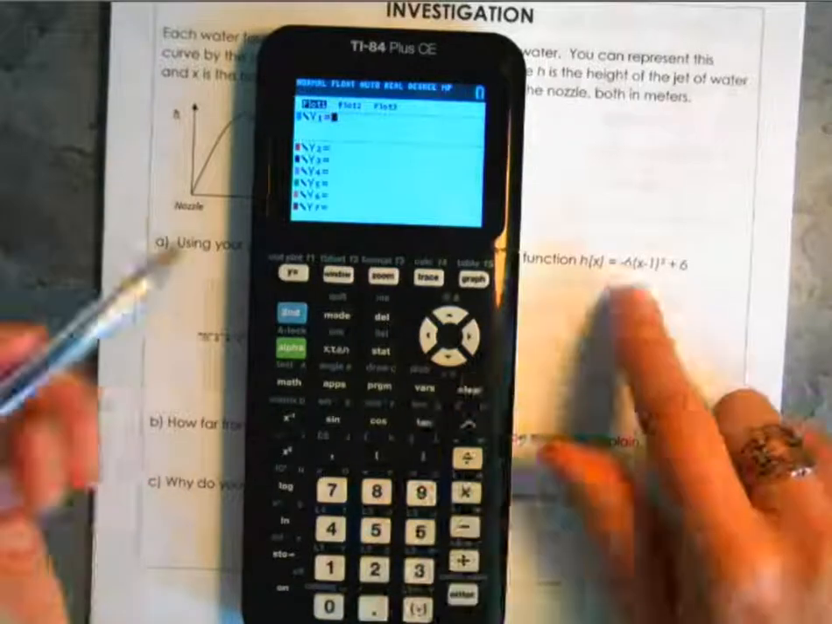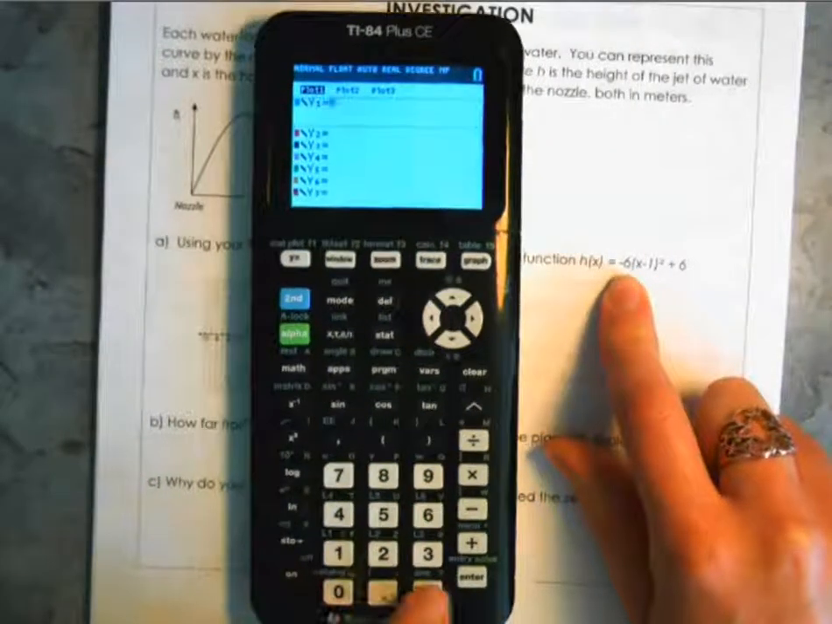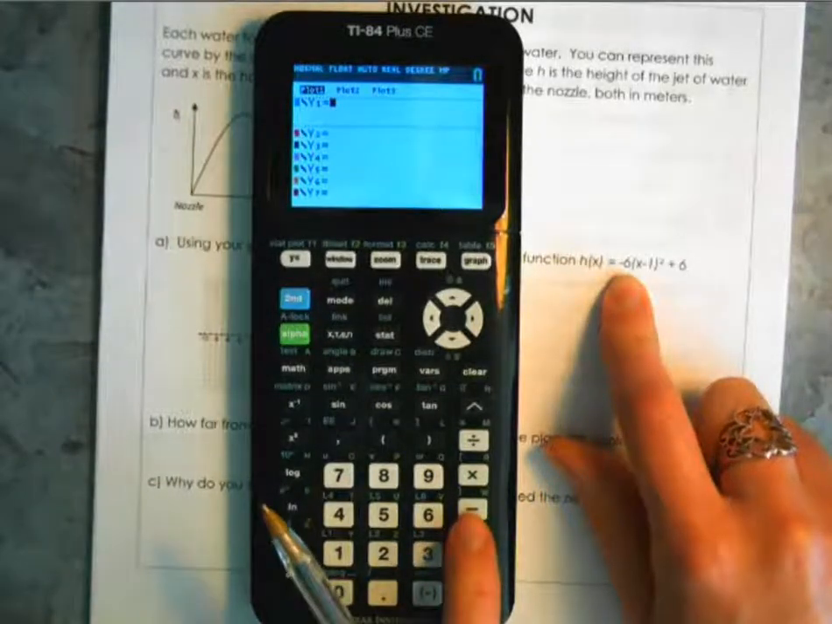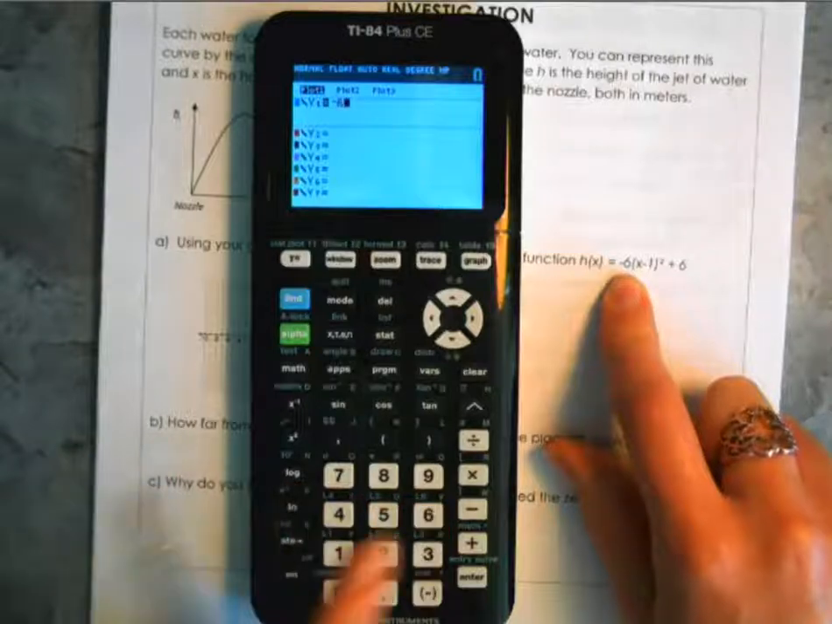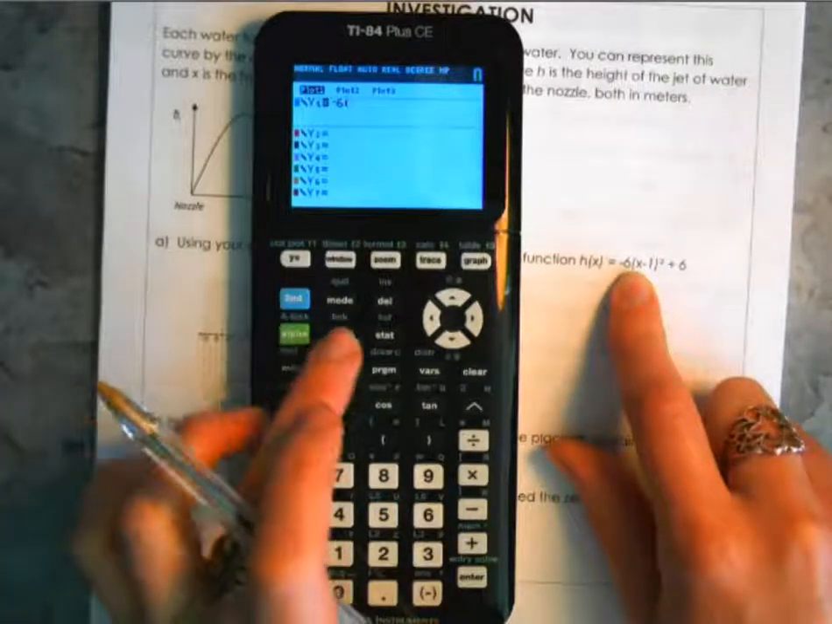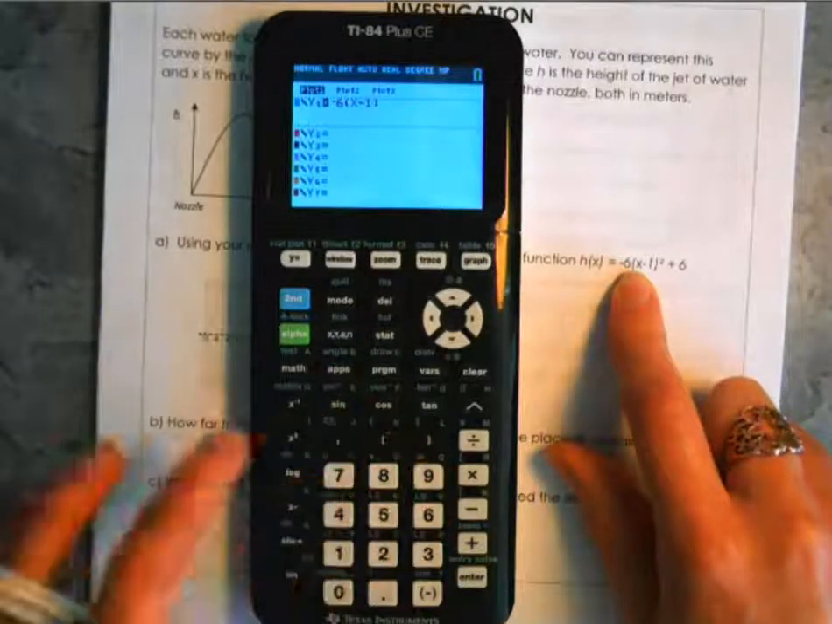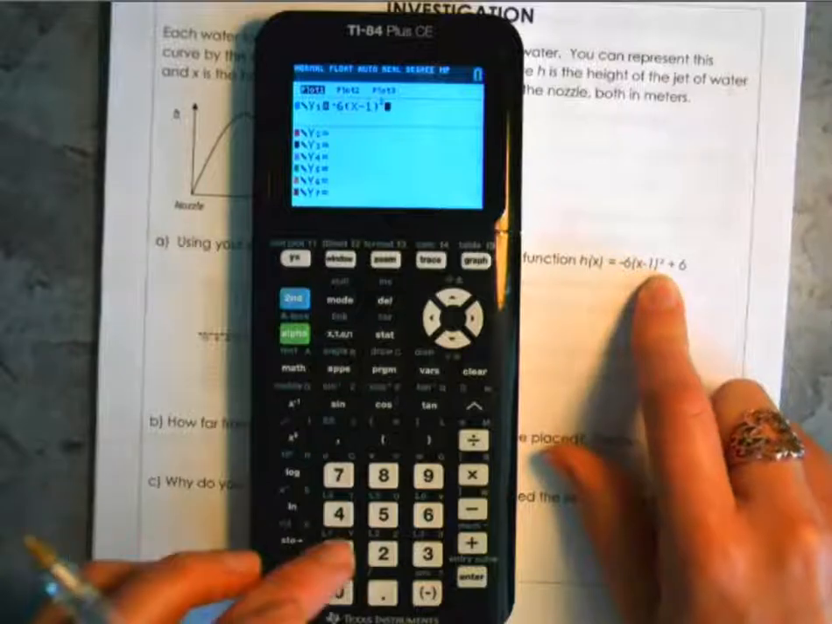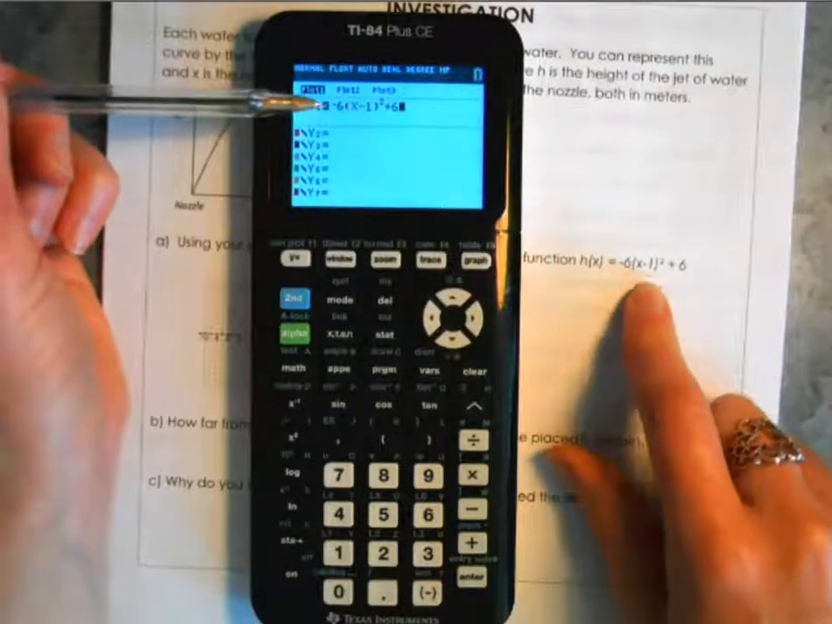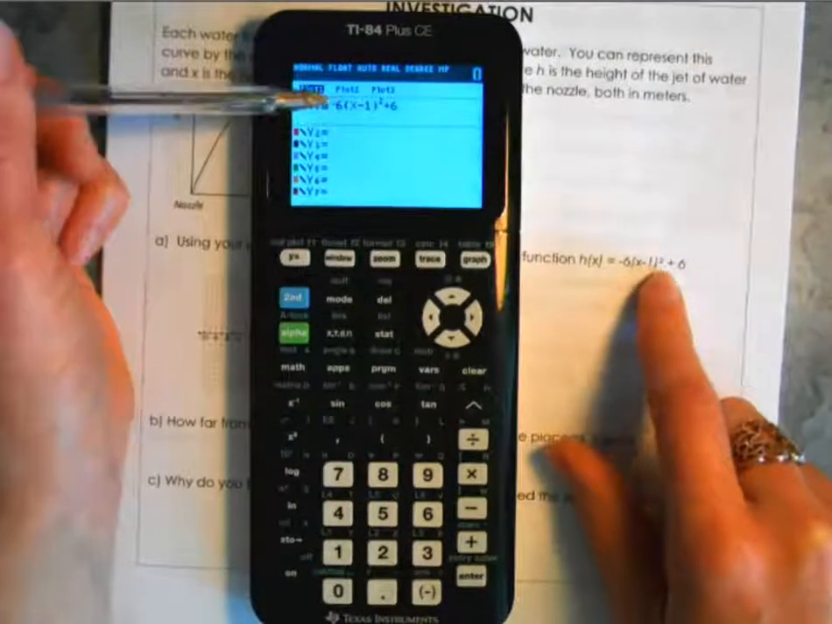Okay, so we want to put in -6. Now keep in mind it's really important to use your negative button for this. So that's this one, not the minus one. So -6, and then bracket x minus 1. So remember your x variable is right there. X minus 1, close the bracket, square it, and then plus 6. So make sure whenever you're entering in your functions that you are following whatever is written exactly in your calculator.